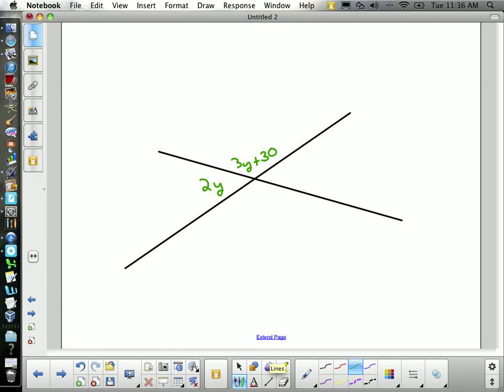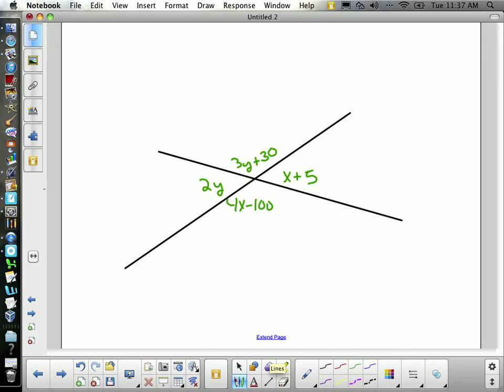And 4x minus 100 and x plus 5. Those are my angle pairs that were given. This is problem 33 from last night. It said find the values of x and y. So you don't have to find the angles, you just have to find the values of x and y.